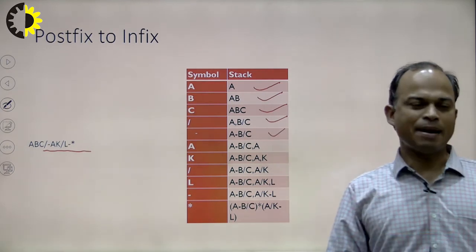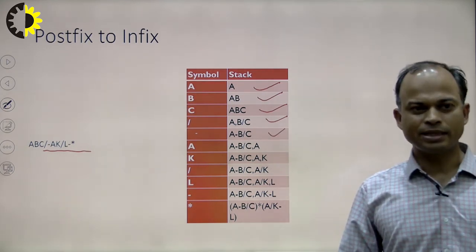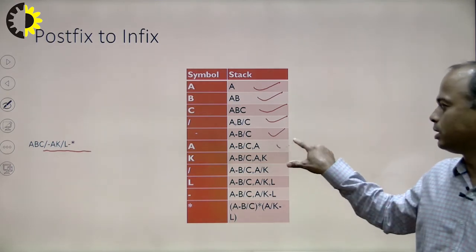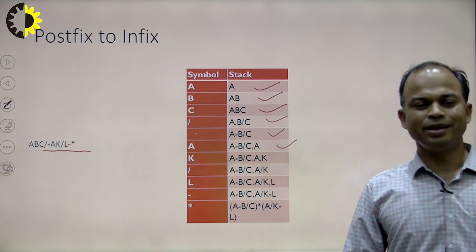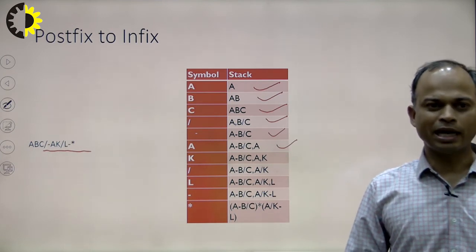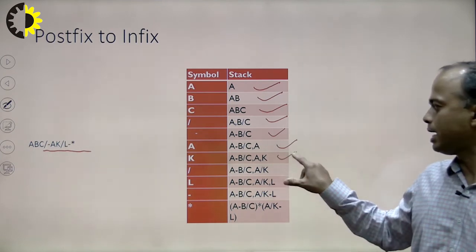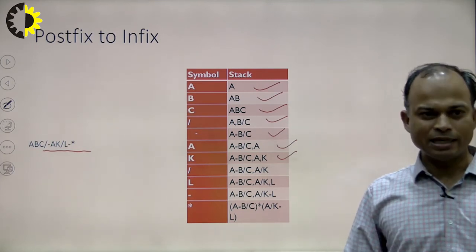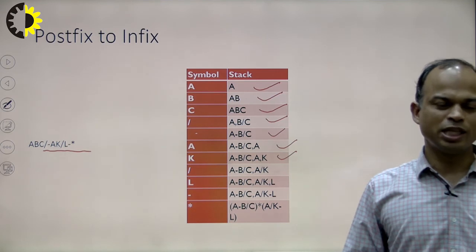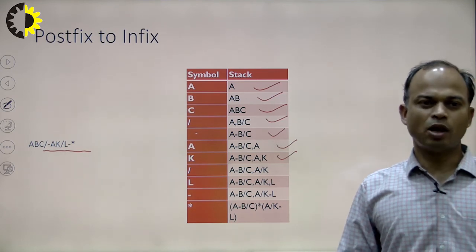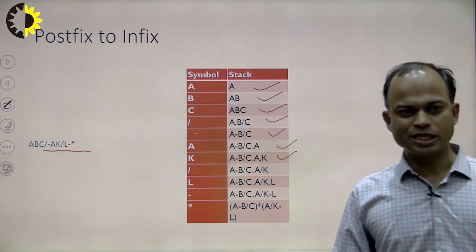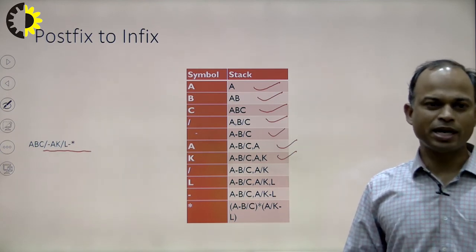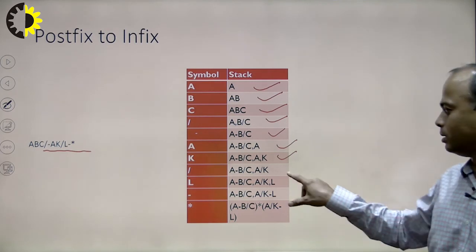And now the next character is a. Therefore a is pushed onto the stack. Now the next character is k. Further, k is pushed onto the stack, and now we have the divide symbol, and this divide is an operator. Therefore this operator is applied on the last two values of the stack. Therefore our stack becomes a minus b divided by c, a divided by k.